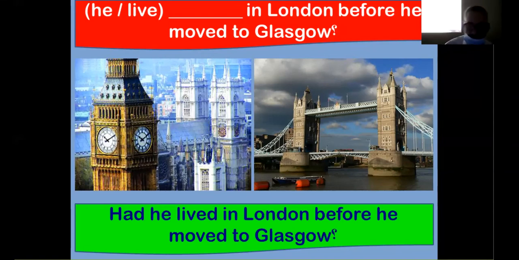Had he lived in London? I can say it instead of saying question. He had lived in London first. The first place was London. So he had lived in London, then he moved to Glasgow. The first action was London. The first place was London, or living in London, then he moved to Glasgow. So the first is had plus past participle. It's past perfect. Then he moved to Glasgow.